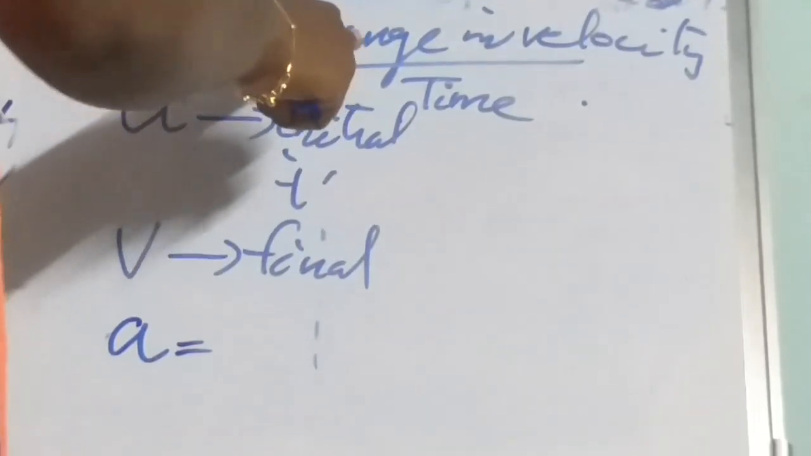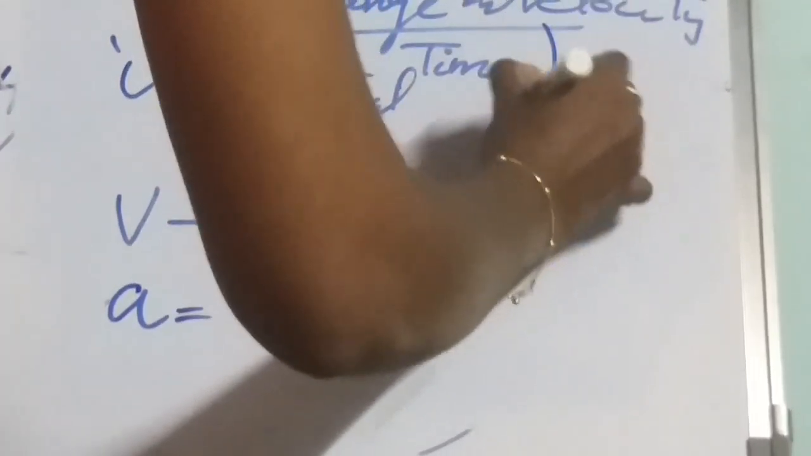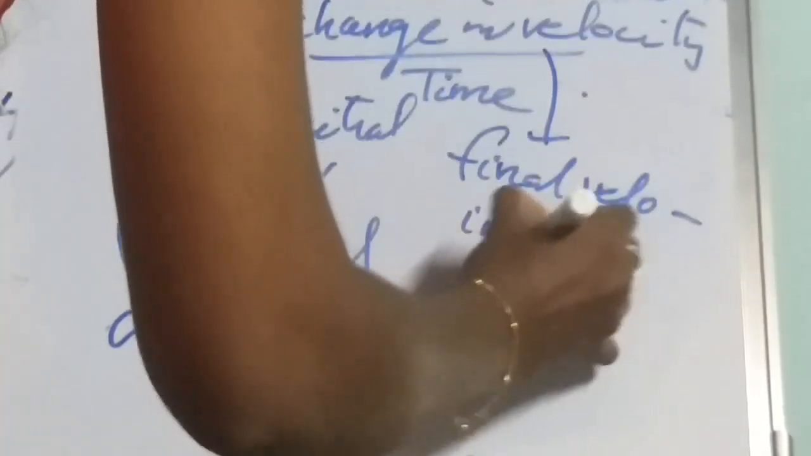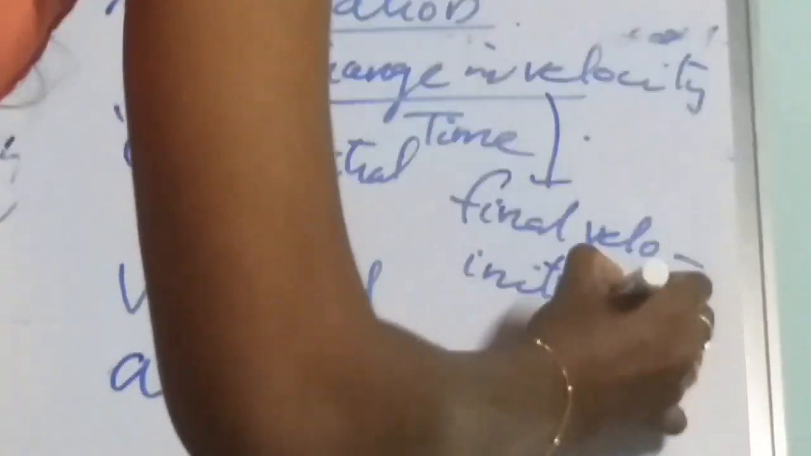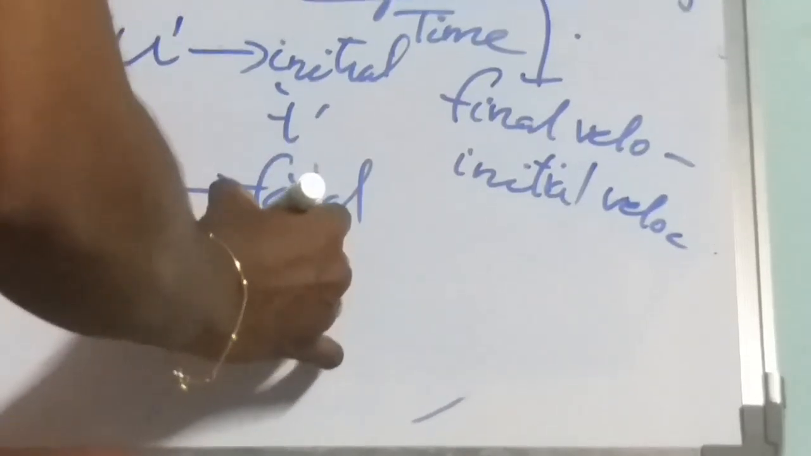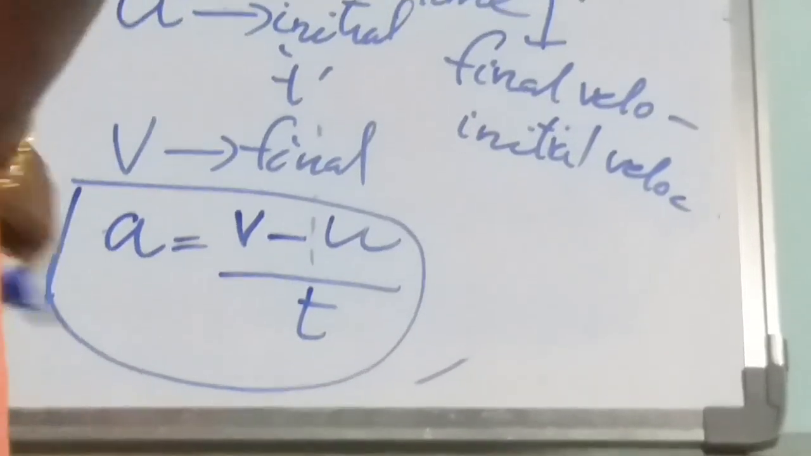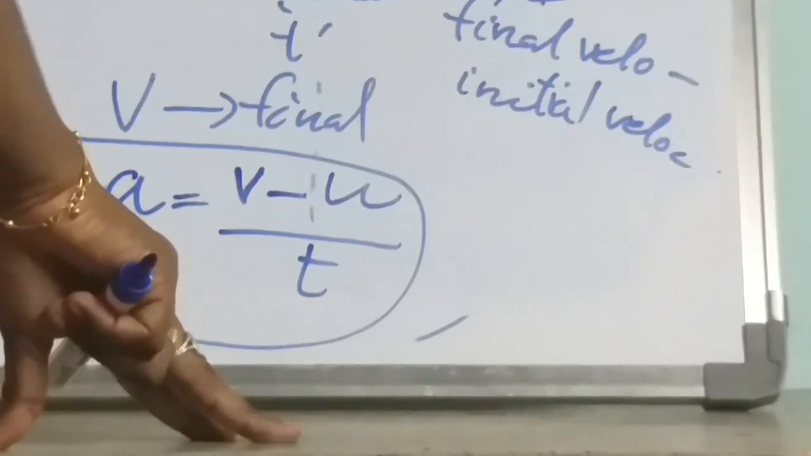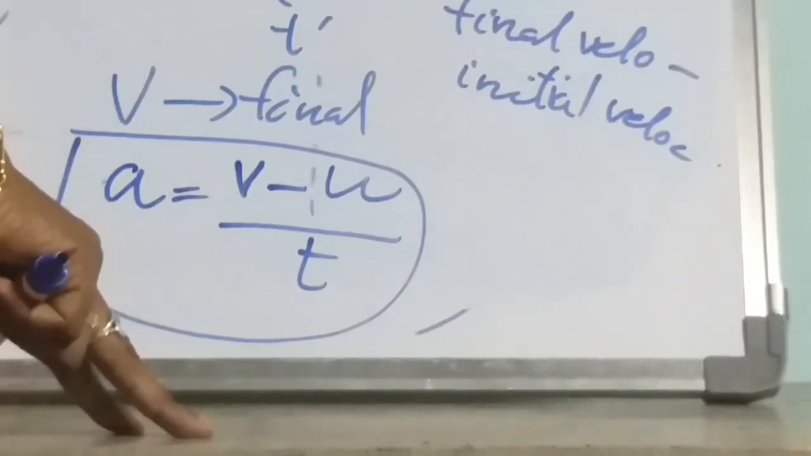Here we have to find the change in velocity. Change in velocity means final velocity minus initial velocity. The final velocity is v and the initial velocity is u, so we can write v minus u, divided by time t. This is the mathematical expression for acceleration. That is, acceleration a is equal to v minus u by t.